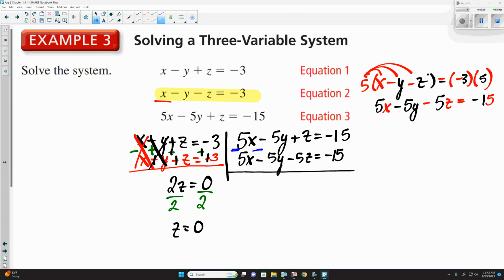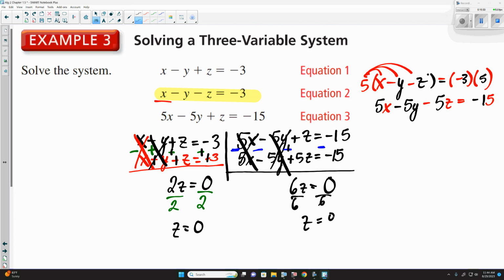And again, to get X to cancel out, we would subtract. 5X minus 5X is 0. Negative 5y minus negative 5y is 0. And z minus negative 5z, negative negative makes a plus, gives us negative 15 minus negative 15 is, well, 0. This here works out to actually be all real solutions.